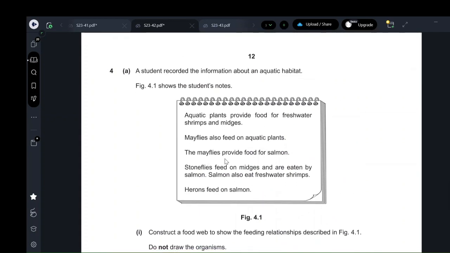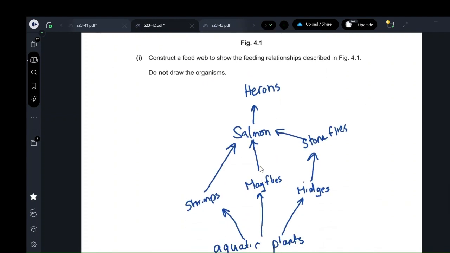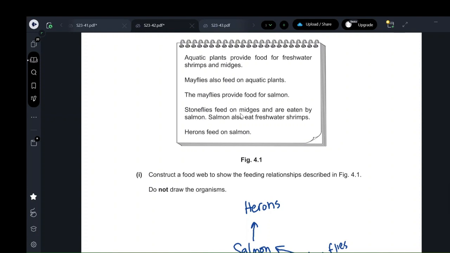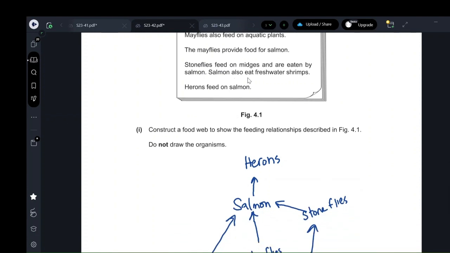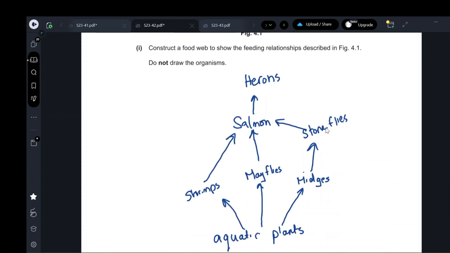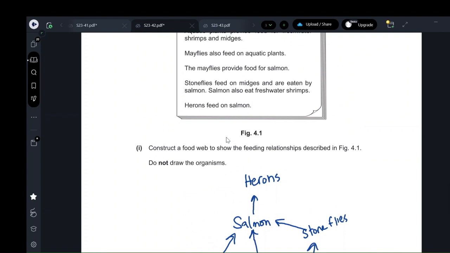And then the mayflies provide food for salmon. I drew an arrow. Salmon eats the mayflies. Stoneflies feed on the midges and are eaten by salmon. Salmon also eats the freshwater shrimps. This is the stoneflies. They feed on midges and they are eaten by salmon. Salmon also eats the shrimps. So I drew an arrow from the shrimps to the salmon.